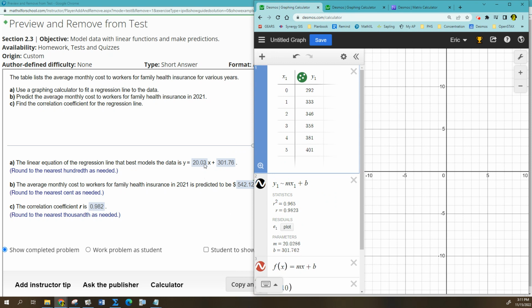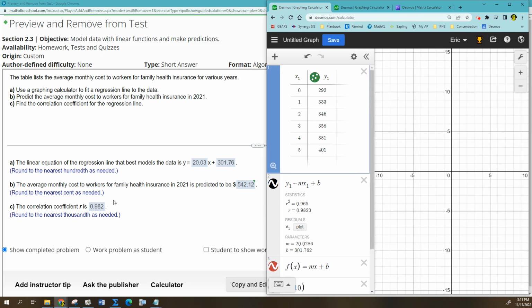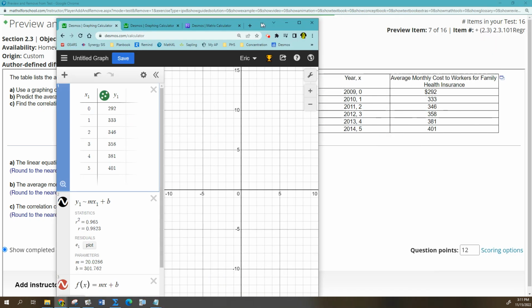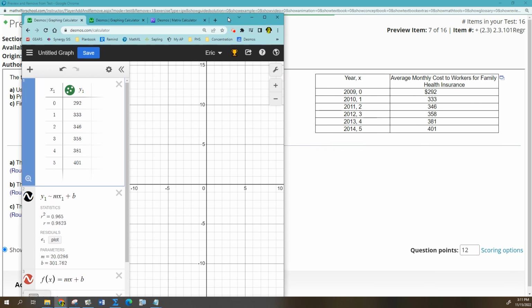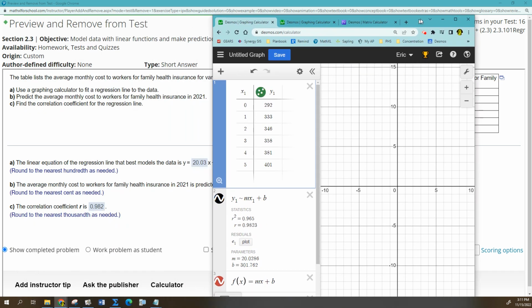If I round that to the 100th, to 2 decimal places, would everybody agree that rounds to 20.03 is m, and 301.76, right? Okay. What about this next part? They want the average monthly cost to workers for family health insurance in 2021 is predicted to be what? Okay, well, 2021 corresponds to what year? I guess that would be 12. Everybody agree? Because 2011 is 2, so 10 more than that would be 12.